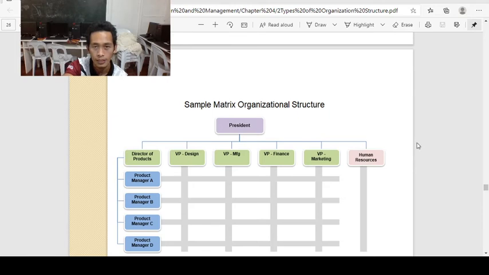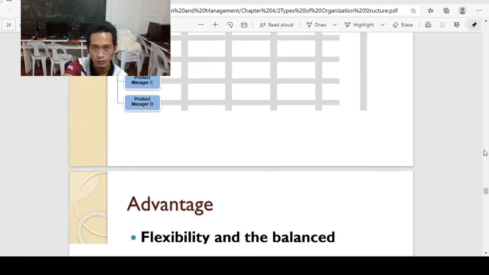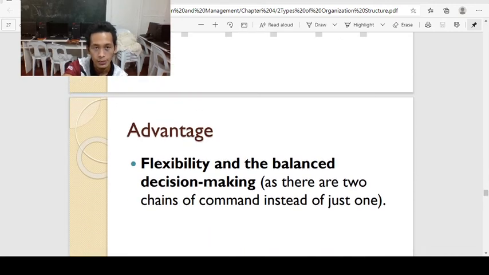Okay, another sample, a matrix organizational structure of the president. So product manager A, this one is under the VP for design, and under product manager A for division, so on and so forth. Okay, advantage. What is the advantage? It is flexible and balanced decision making, as there are two chains of command instead of just one. So it is balanced because you have a functional manager and then you have a divisional manager. So two check for decision balance and decision making.